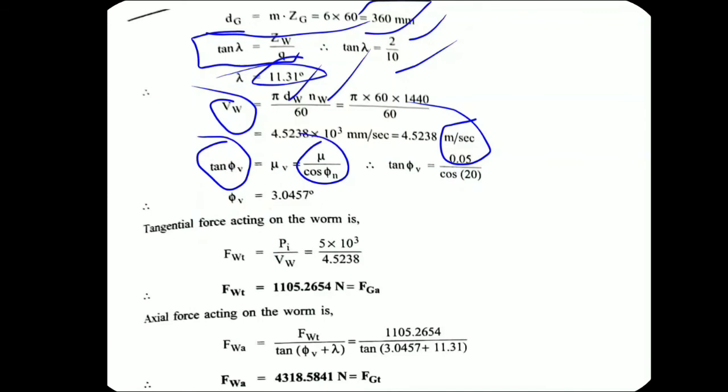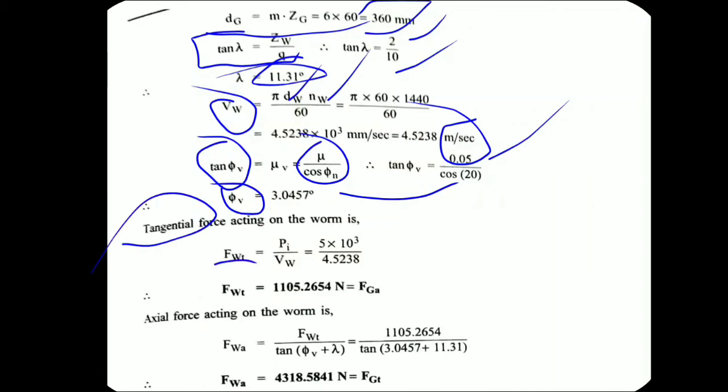So mu is nothing but the coefficient of friction, 0.05, and for the friction angle, cos phi n gives you cos 20. So the friction angle would be phi v equal to 3.0457 degrees, correct. So these are the basic terminology. Now we'll move toward the force analysis, first part, that is tangential force.